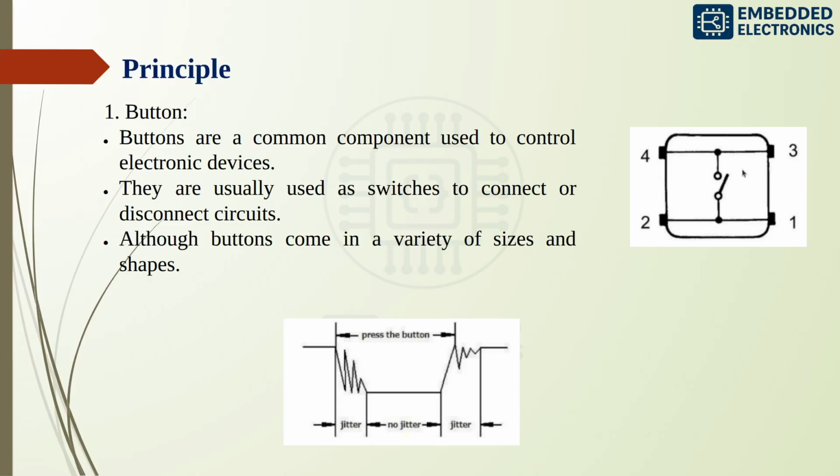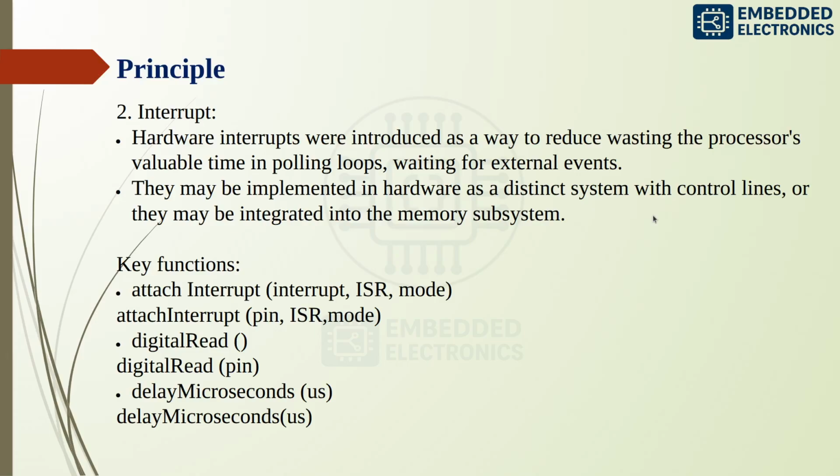When you press it, the circuit connects and current flows, and when you release it, the circuit disconnects and current stops. Like a doorbell: when you press, the bell rings, and when you release, the bell stops. In Arduino, a button sends a high or low signal to the microcontroller.